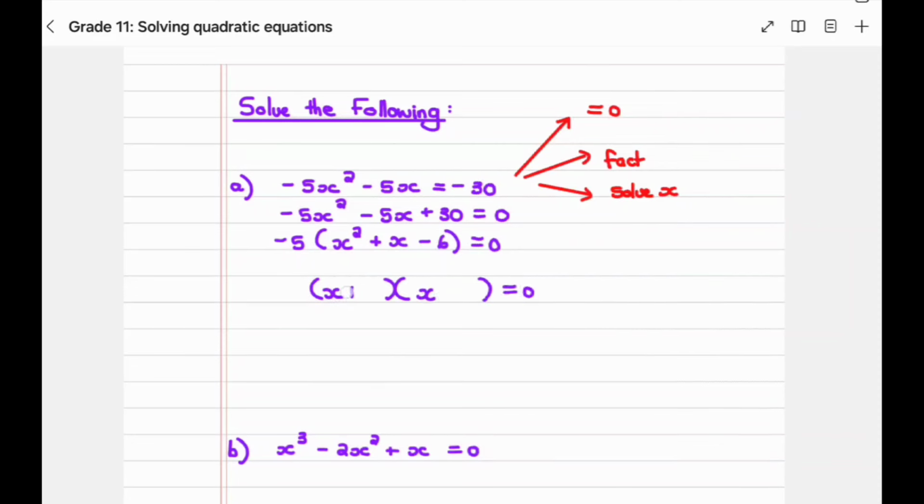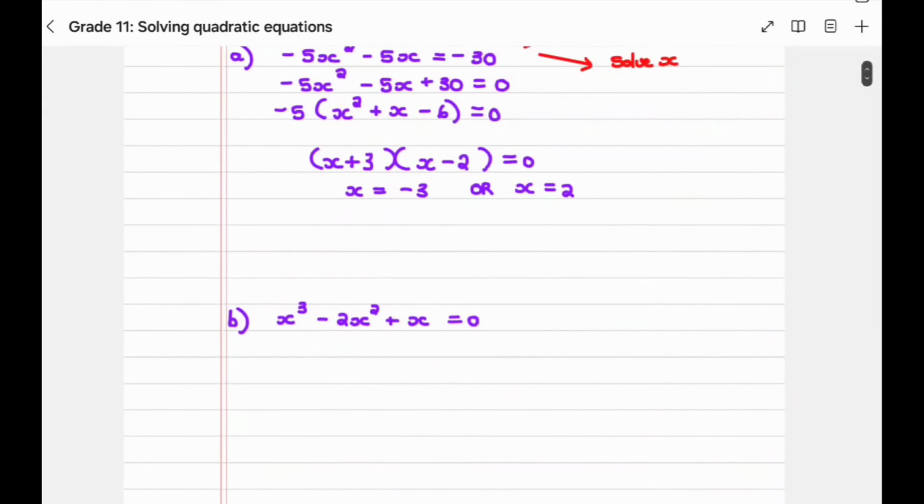The signs are different. First one's a plus and a minus. 3 times 2 gives you 6. If you subtract, it gives you 1. Remember, there's a 1 there in front of the x. So 3 times 2. So x is either -3 or x is 2. All right, so easy peasy.